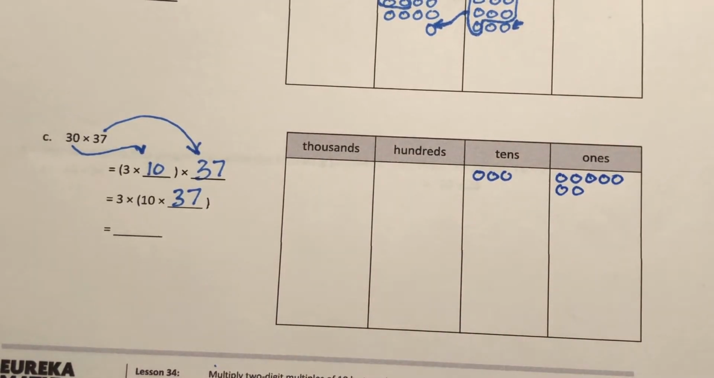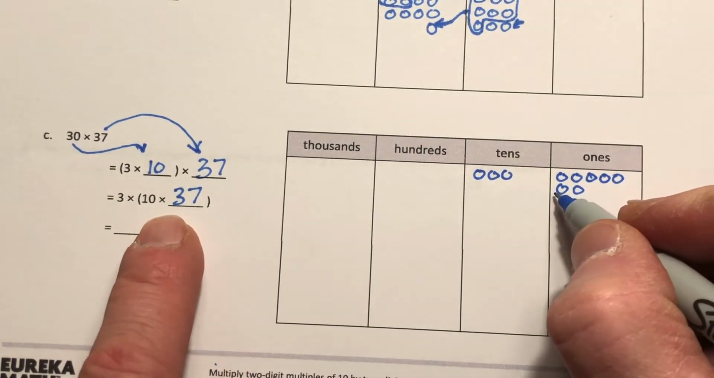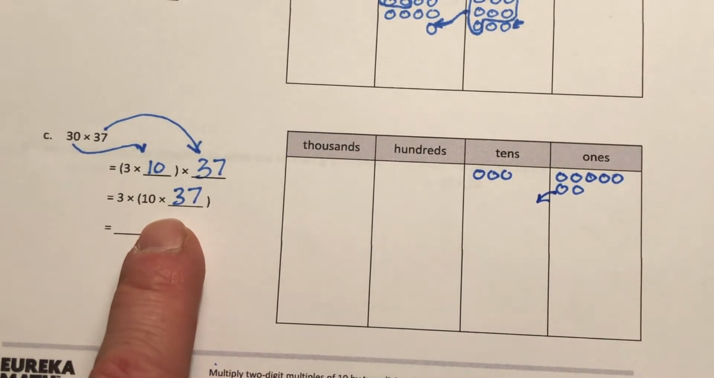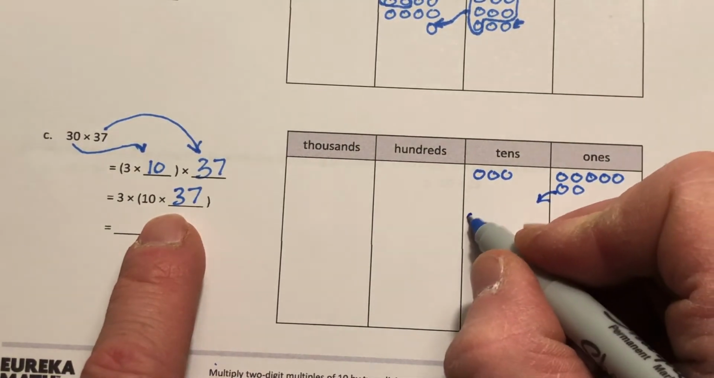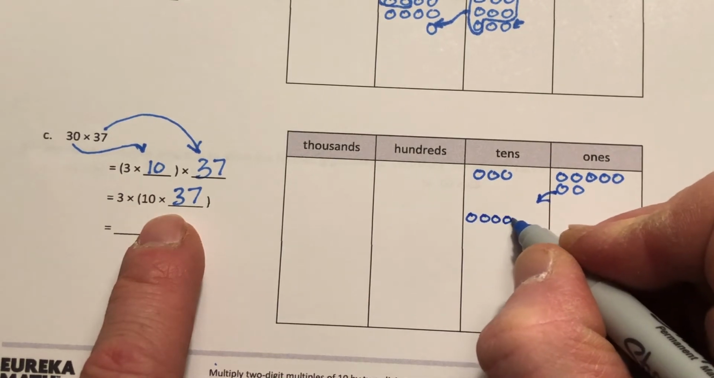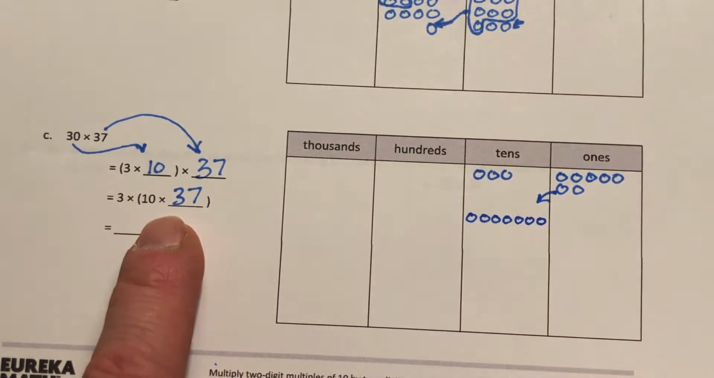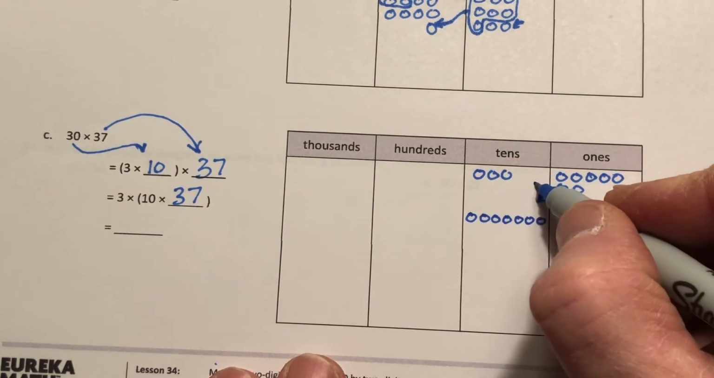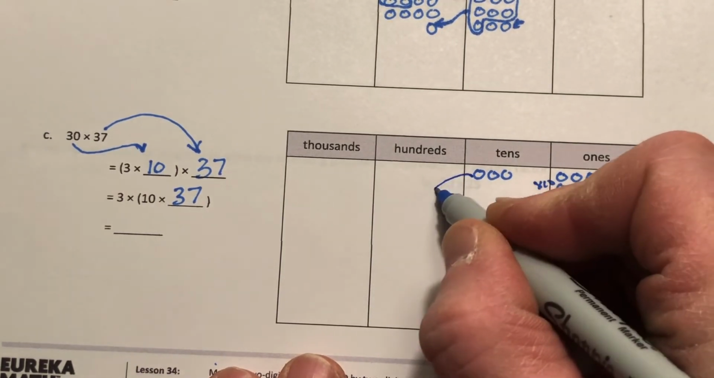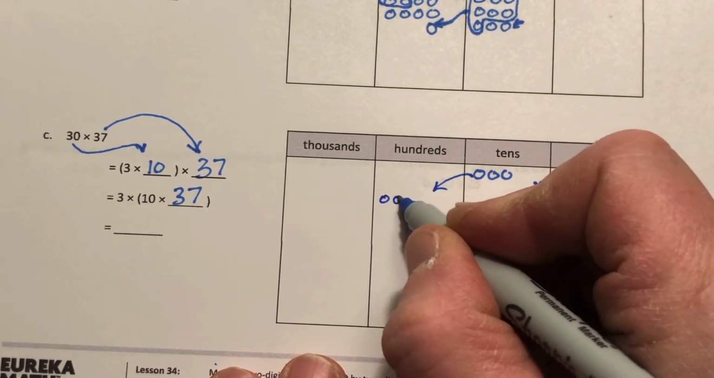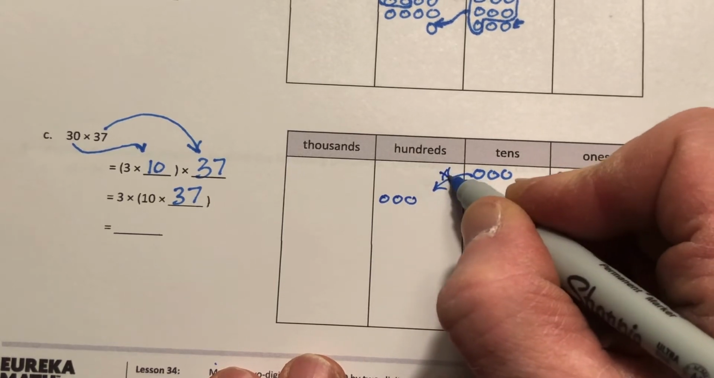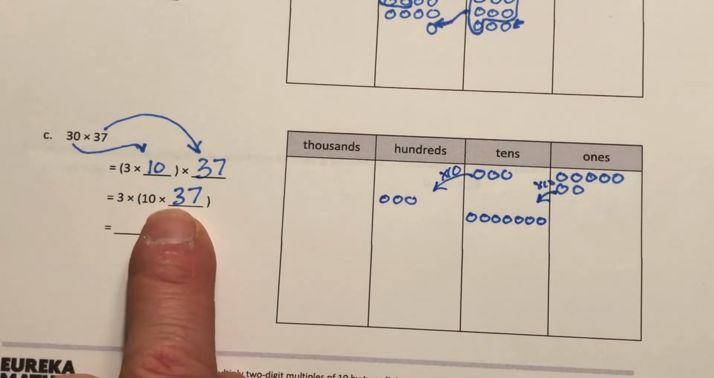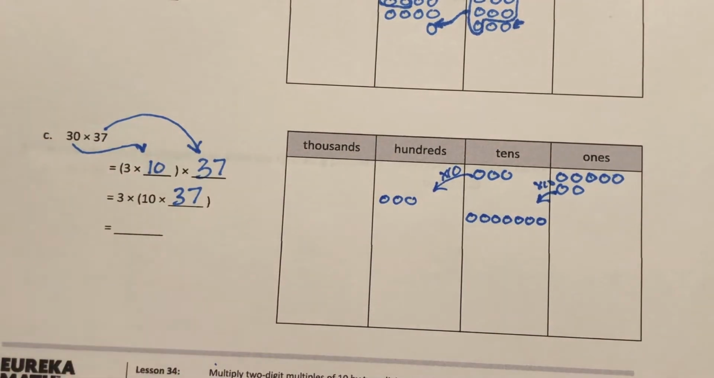Okay, I'm gonna multiply each of these by 10. Okay, so that's gonna be 1, 2, 3, 4, 5, 6, 7. This by 10, let me just put a little times 10 there. 1, 2, 3 times 10. Okay, so I did that. Now I need to multiply each of those groups by 3.